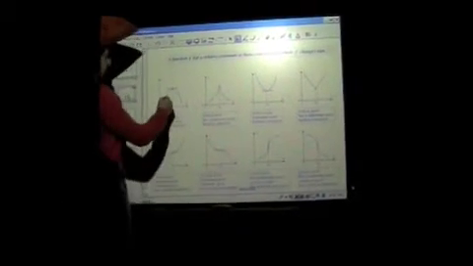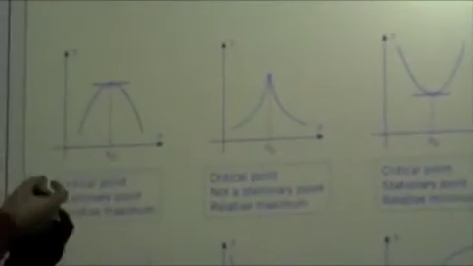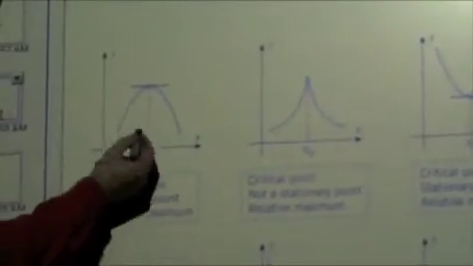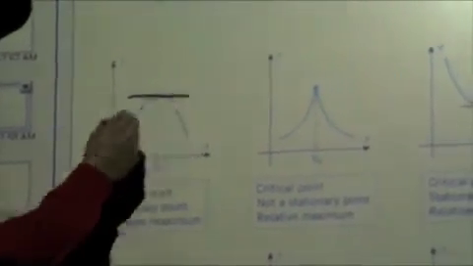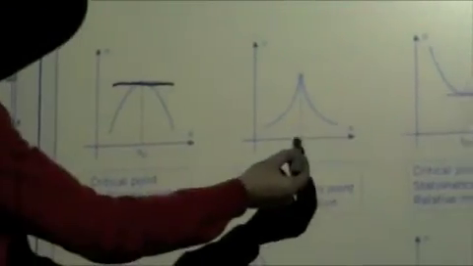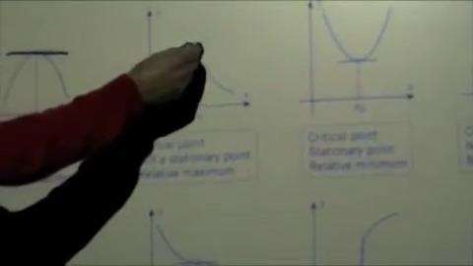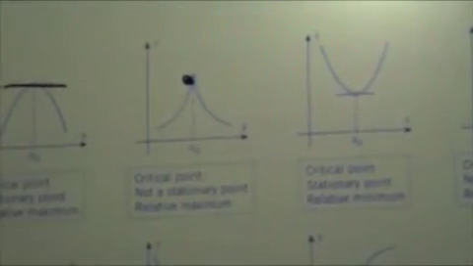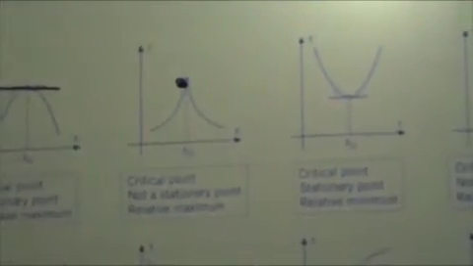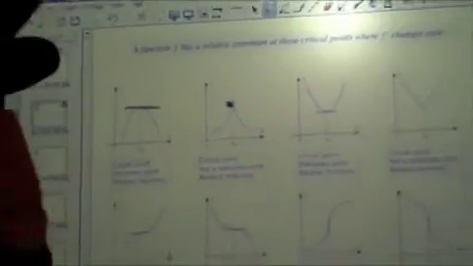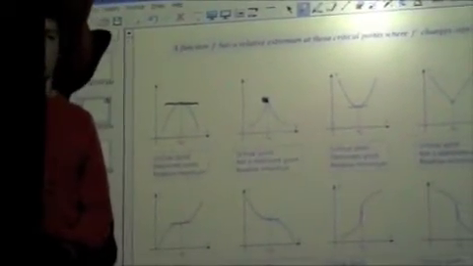Now, in most scenarios, it'll be on a differentiable function like this one. At the point x sub 0, the slope of the tangent line is equal to 0. However, on this function, which at the point x sub 0 is not differentiable, so we can't take the slope of the tangent line, there still is a relative maximum. But we're just going to focus on cases where the function is differentiable on the interval.